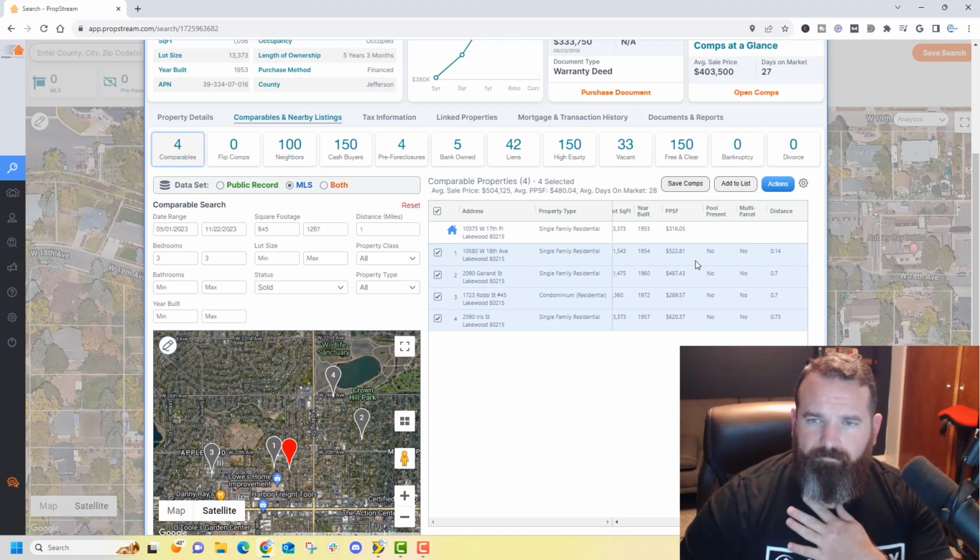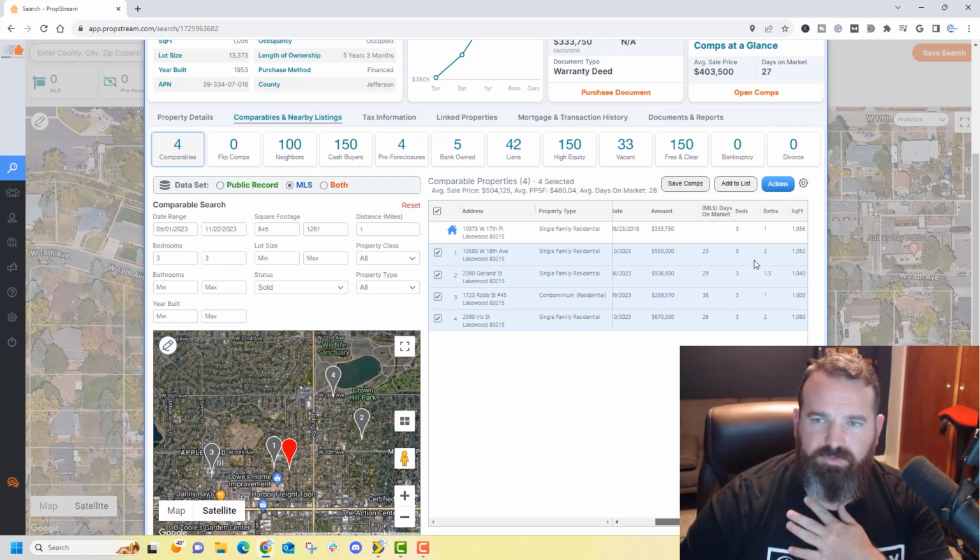So price per square foot is kind of what you're looking for. I like to try to see if they line up. None of these do. So let's see what's so different. All right. So this is a 3-2, 3-2. So I bet those are the 2 higher ones.